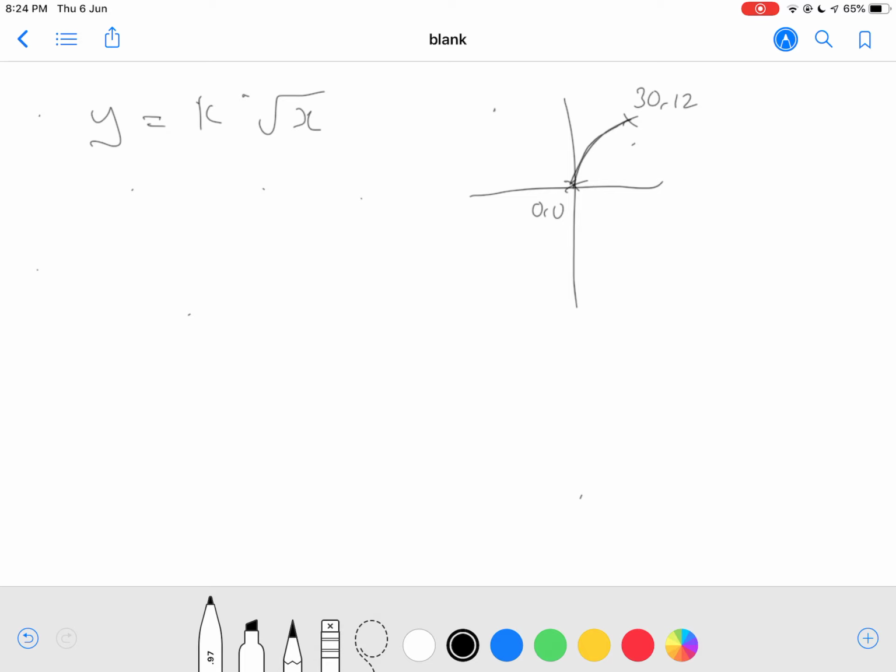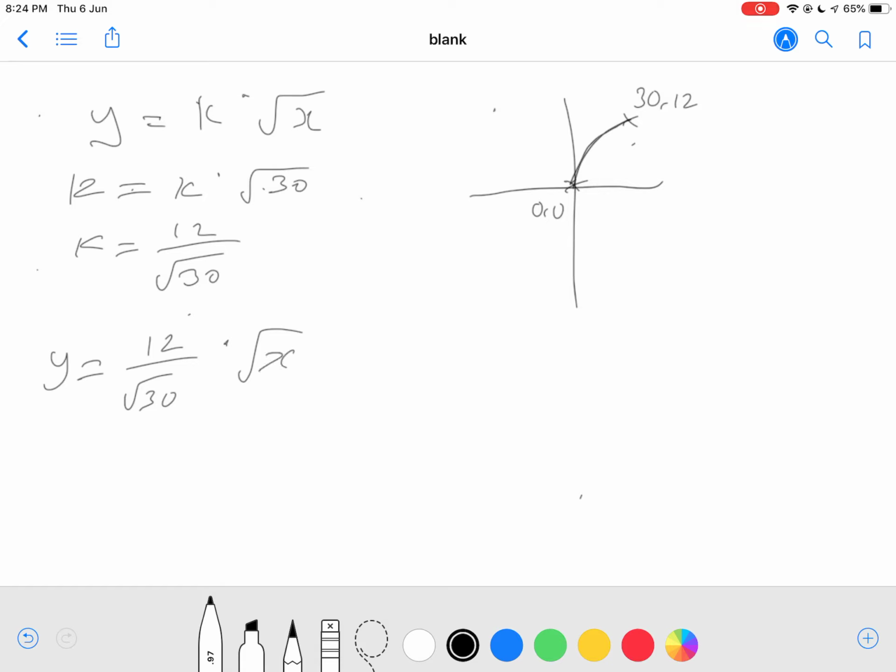We'll just substitute a point in to find our k value. So 12 equals k times the square root of 30. So k therefore equals 12 divided by the square root of 30. So y equals 12 divided by the square root of 30 times the square root of x. That's pretty simple and straightforward. So that's your equation.